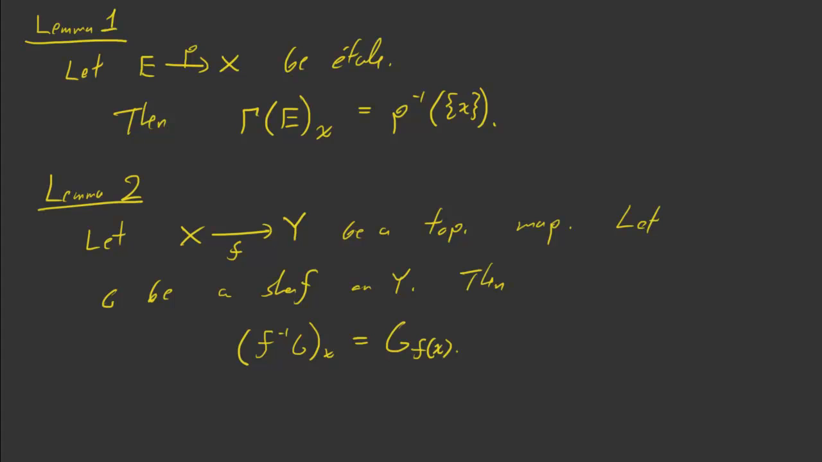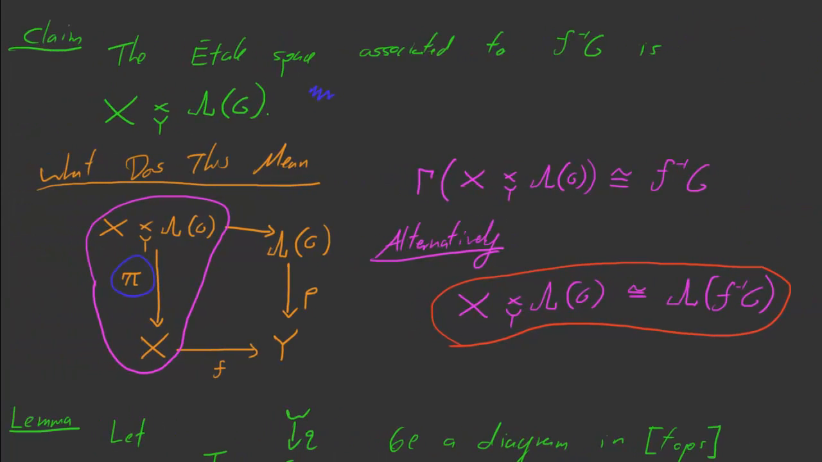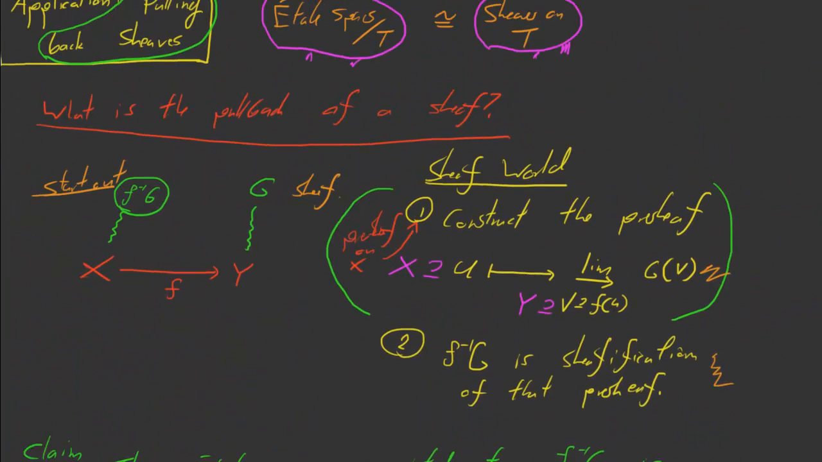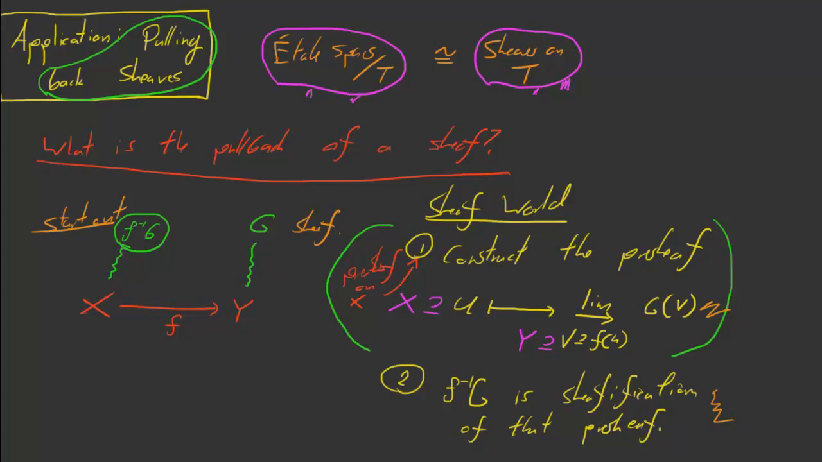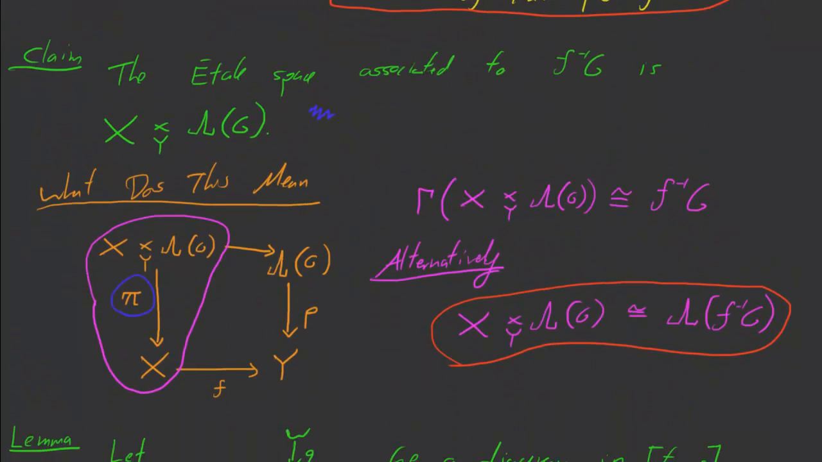So this identity holds. If you want to take the stalk of the pullback sheaf, you just push the point forward and take the stalk. This is actually not very hard to prove from the usual definition of the pullback sheaf. That's basically because the sheaf and the presheaf share the same stalks, and it's not so hard to compute what the stalk would have to be over this limit. But anyway, that's lemma 2.